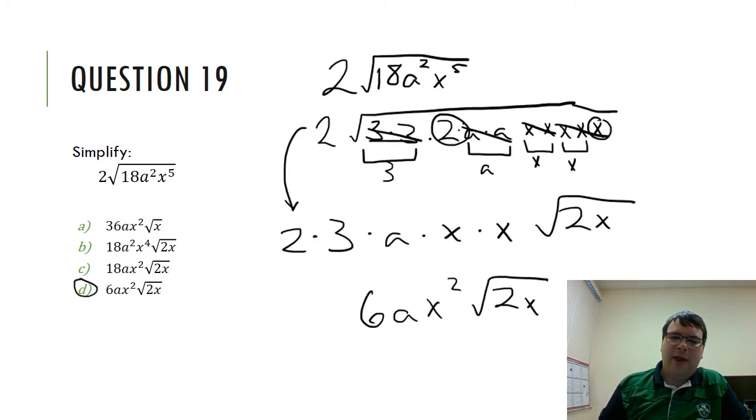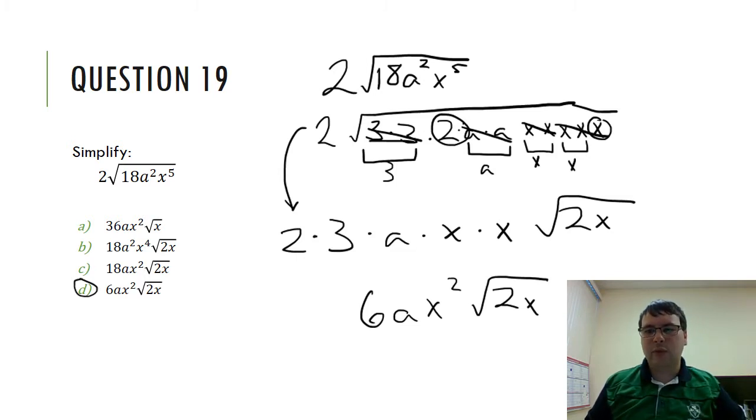When I write out a squared, it's a times a, right? And then when I write out x to the 5th, it's x times x times x times x times x. All right. Here's what's really cool. We're dealing with a square root. Now, square roots have this cool little feature. It's kind of like playing poker.